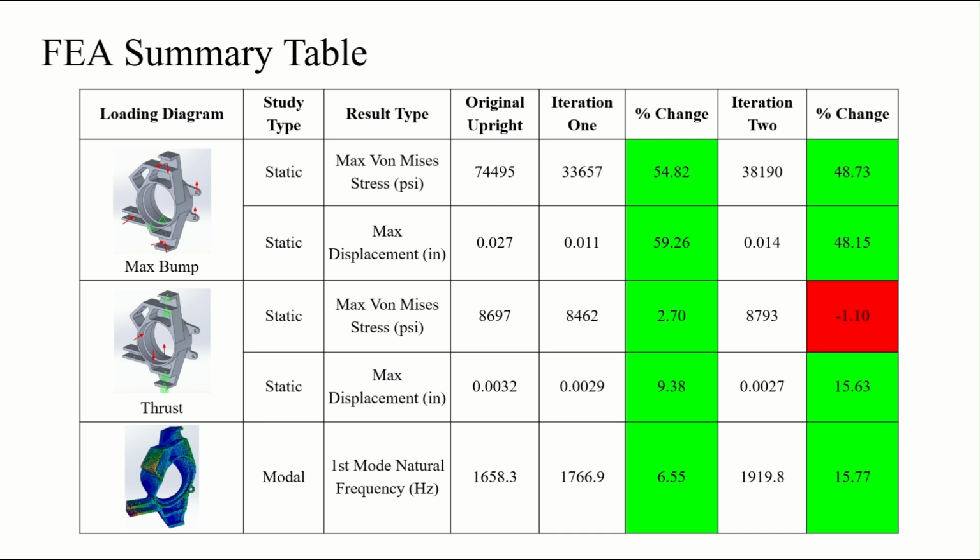The modal analysis shows the first natural frequency mode twisted the upright along the vertical axis, where both designs improved vibrational performance. Under these loading conditions, the design variations indicate an improvement in stiffness.